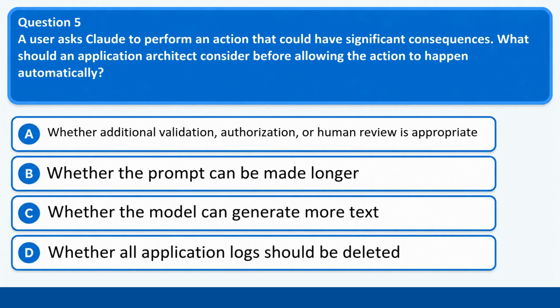Question 5. A user asks Claude to perform an action that could have significant consequences. What should an application architect consider before allowing the action to happen automatically? A. Whether additional validation, authorization, or human review is appropriate. B. Whether the prompt can be made longer. C. Whether the model can generate more text. D. Whether all application logs should be deleted.